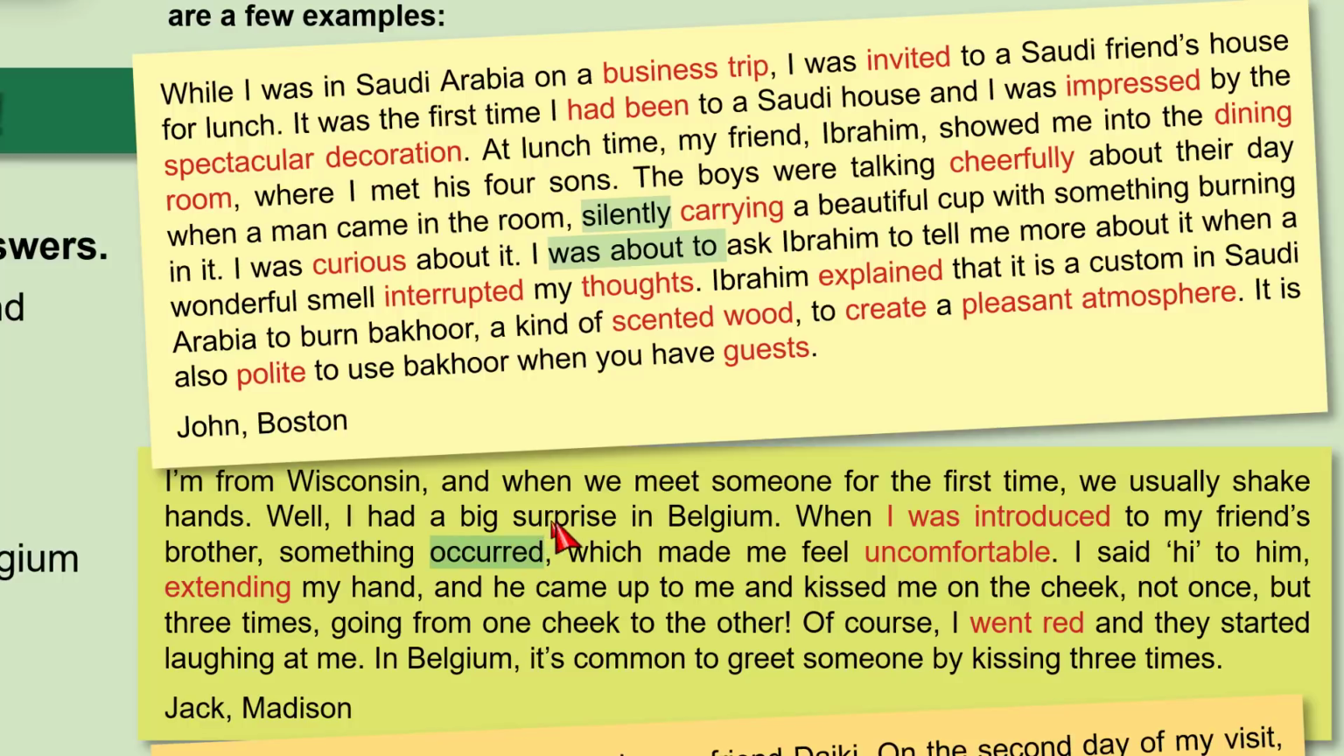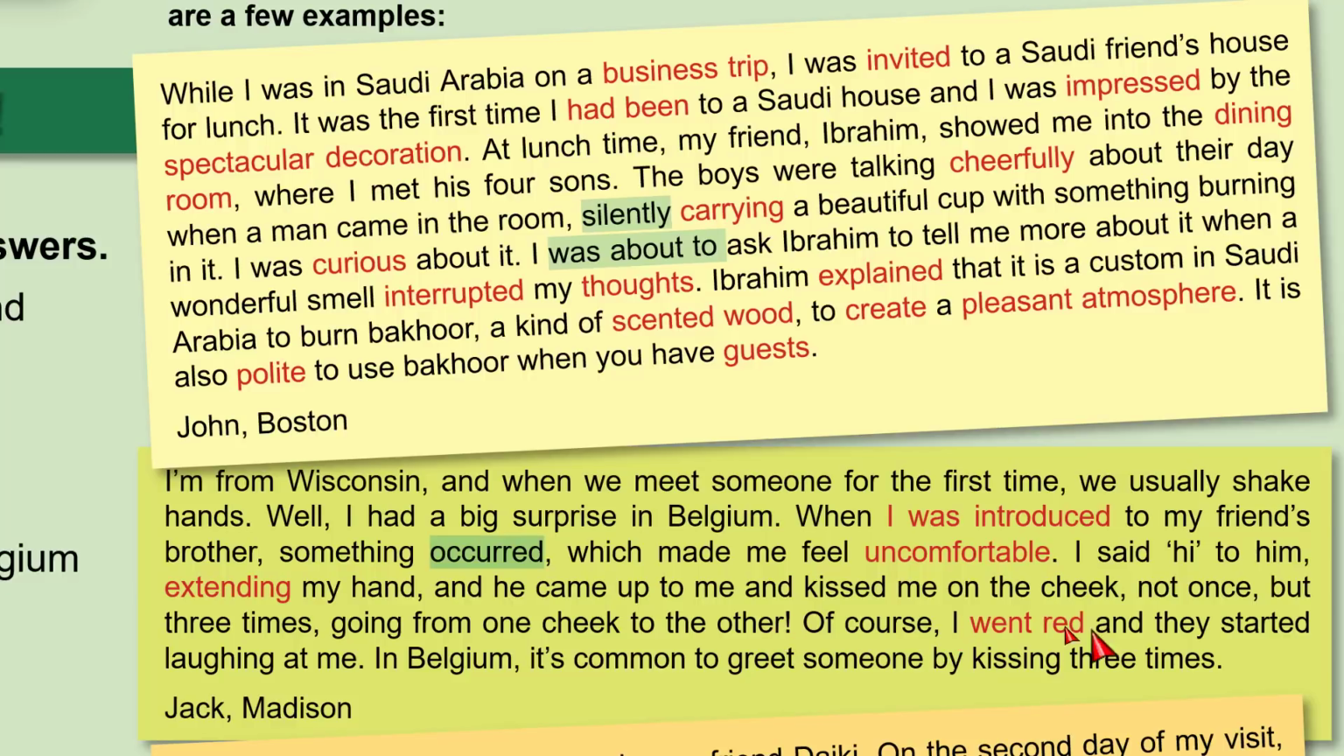Well, I had a big surprise in Belgium when I met my friend's brother for the first time. Something occurred, something happened which made me feel uncomfortable. I felt embarrassed. I said hi to him, extending my hand. I was trying to reach his hand to shake it, just like we always do. And he came up to me and kissed me on the cheek. Not once, but 3 times, going from one cheek to the other. A kiss on the left, a kiss on the right, a kiss on the left, 3 times.